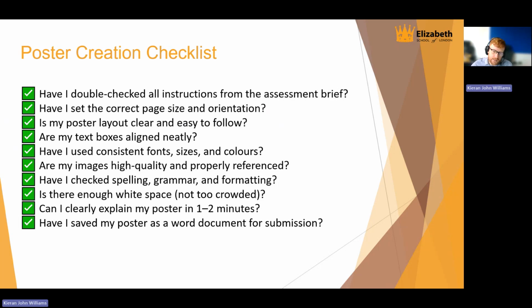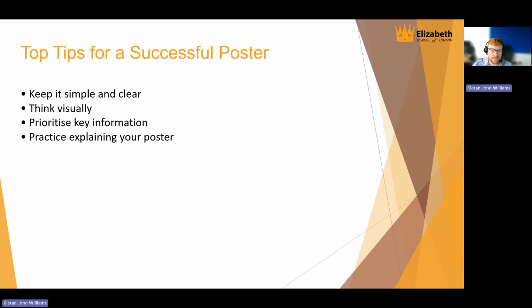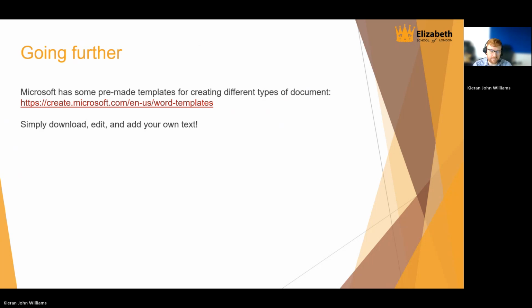So lastly, when you're submitting, have you saved your poster as a Word document for submission? If you are required to submit it as a Word document, you have to save it as a Word document and then upload it as one. So, things to think about. Keep it simple and clear. Make sure that it is visual and the audience thinks that as well. Make sure you prioritize your key information. And if it is easy to explain, then that means it is an effective poster.